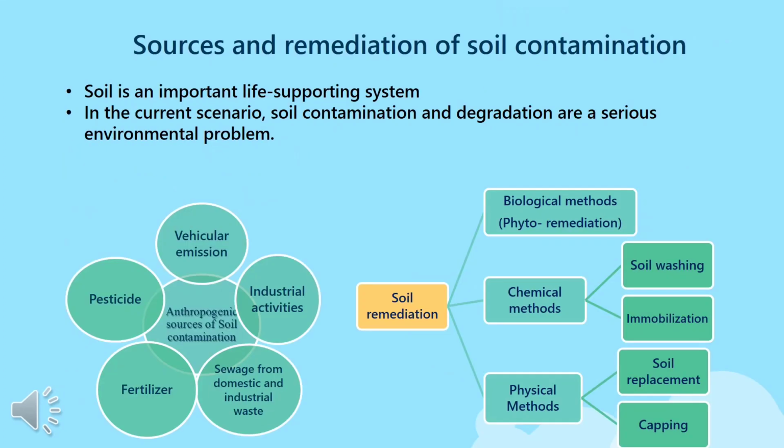I am going to discuss the applications of nanotechnology in reducing soil pollution. As we all know, soil is an important component of the ecosystem. Soil contamination and degradation are serious environmental problems which lead to different challenges to food security and agricultural productivity. Different sources of soil pollution include industrial and domestic waste, fertilizers and pesticides. Different physical, biological and chemical methods are also available for soil remediation.